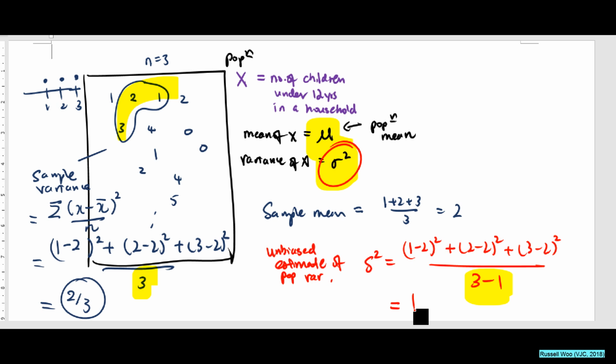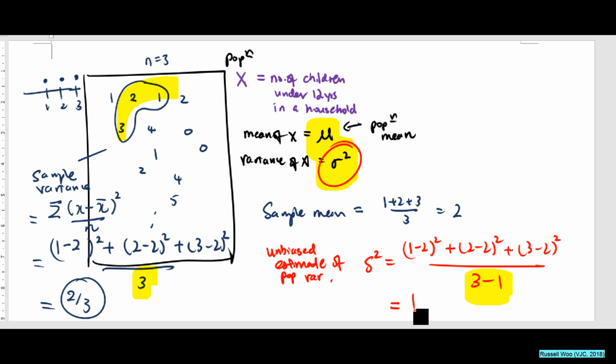That means I keep taking 3 values, 3 values, 3 values. The long-term average value of this will give me sigma squared. I know it's very hard to accept. I say one more time. This 2/3 is the spread of the values 1, 2, 3. But actually, you're not interested in the spread of 1, 2, 3. You're interested in the spread of the population.